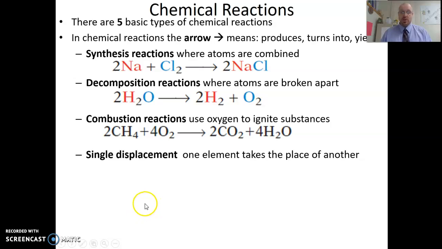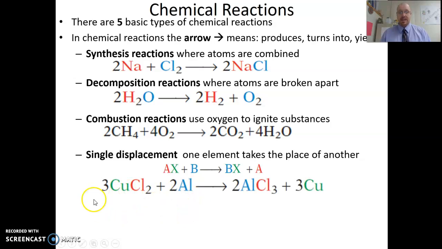The fourth one is called single displacement. This is when one element switches, takes the place of another. I like to talk about it as the ever-present girlfriend who decides to switch and go date the friend. All right, so AX is together plus B. We have our reaction, and now B is with X, and A is by himself. Okay. The example here shows copper chloride and aluminum. After the reaction, the aluminum goes out with chlorine, and our copper is all by itself.